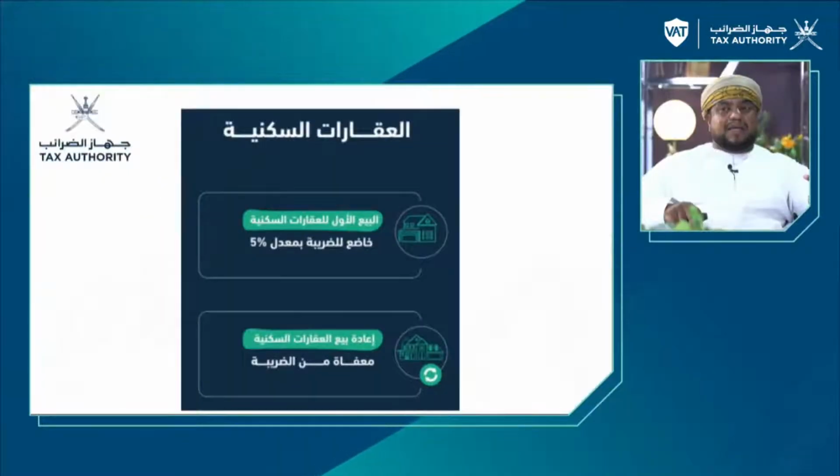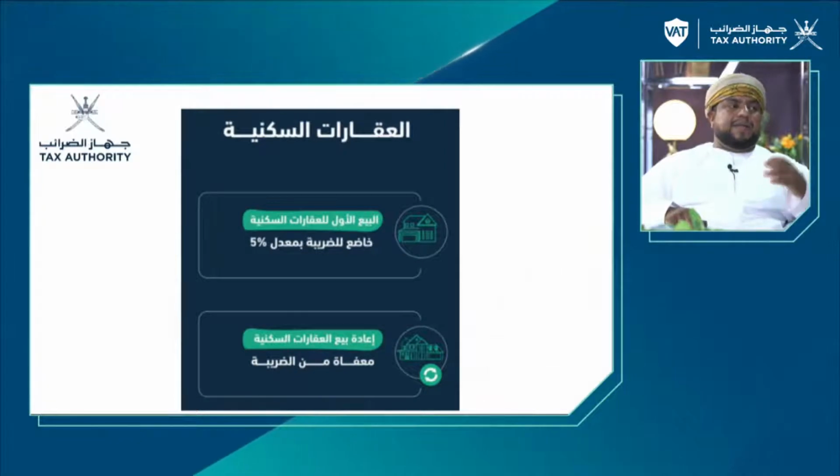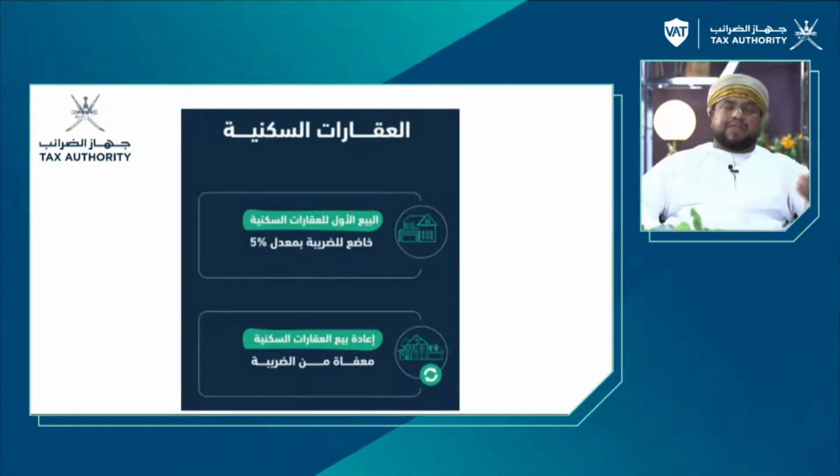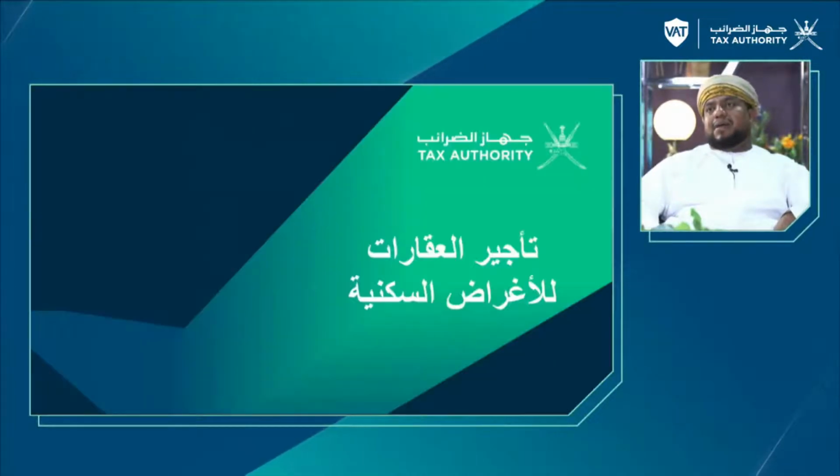Now, for residential properties, the first selling of a residential building is subject to 5% VAT. However, reselling these residential properties will be exempted, and this has been explained, including why it is taxable for the first selling and why it is not for the others.